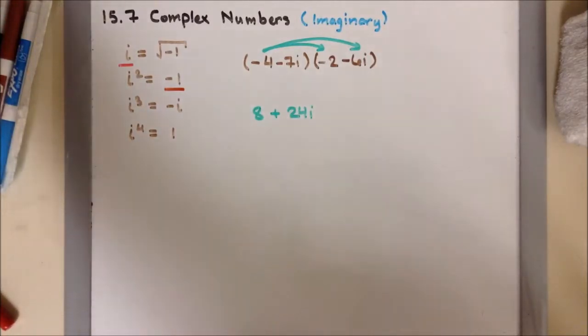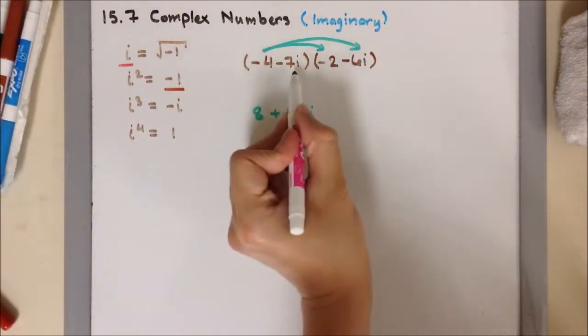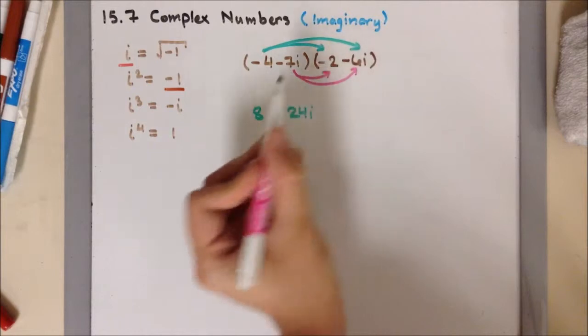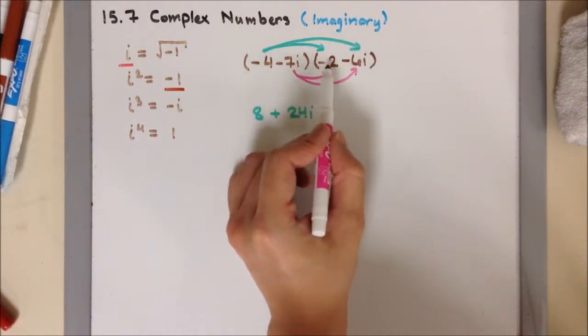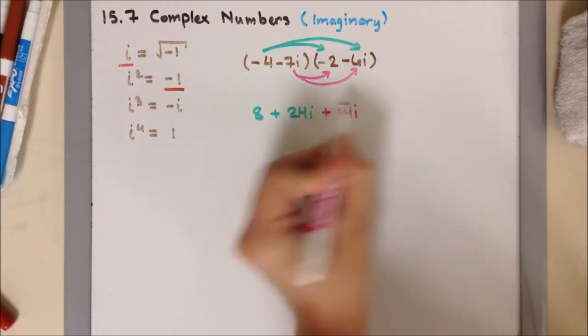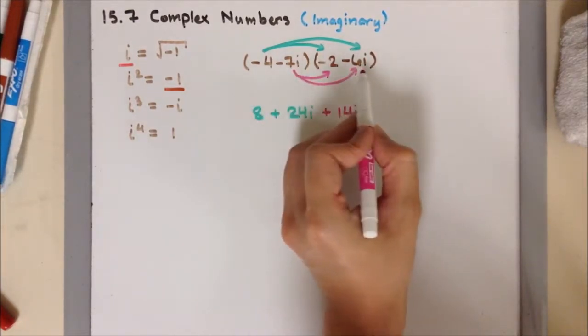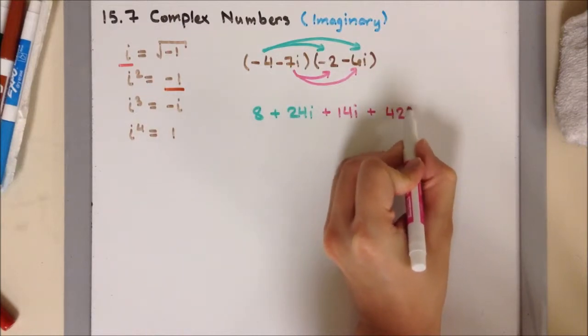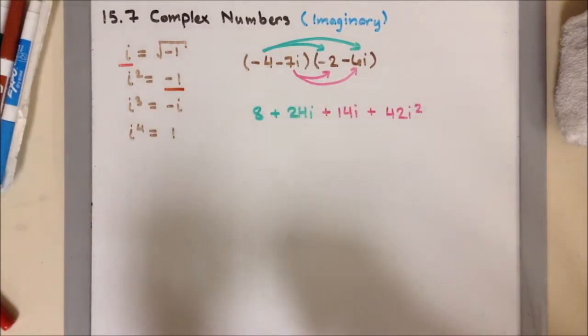And then my second set of FOILing, I'm going to work with the -7i multiplied to the -2 and the -6i. Negative 7i times negative 2 will be positive 14i. Negative 7i times negative 6i will be positive 42i squared.